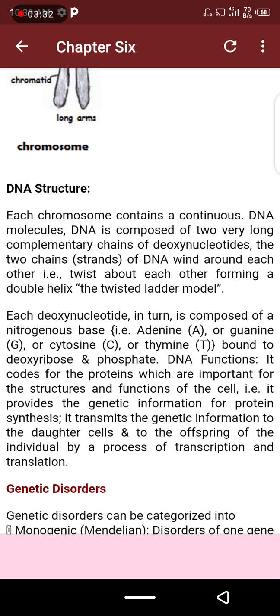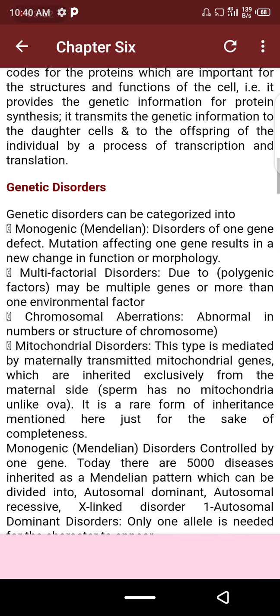DNA function: it codes for the proteins which are important for the structure and function of the cell. It provides the genetic information for protein synthesis. It transmits the genetic information to the daughter cells and to the offspring of the individual by a process of transcription and translation. So now I am coming to discuss with you genetic disorder.